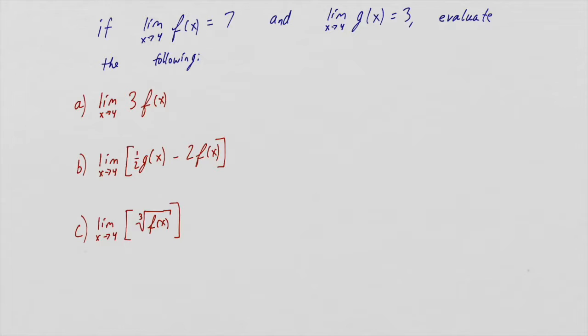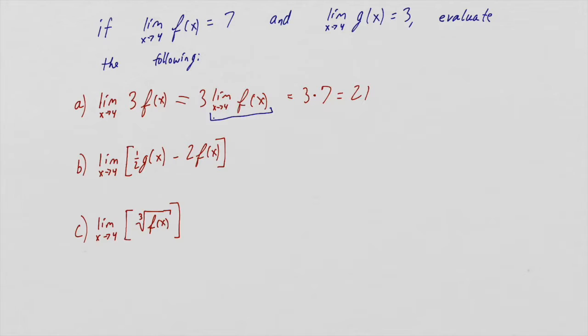So this first one here, the limit as x approaches 4 of 3 times f of x, we know from before that's the same as doing 3 times the limit as x approaches 4 of f of x. And this part right here, we know from above, is equal to, sorry, not 4, is equal to 7. So this is 3 times 7, which is 21.